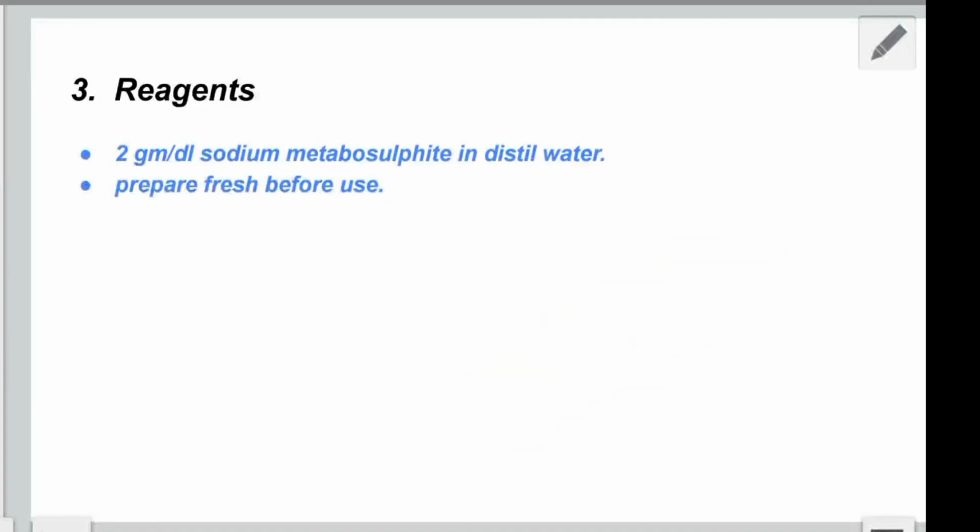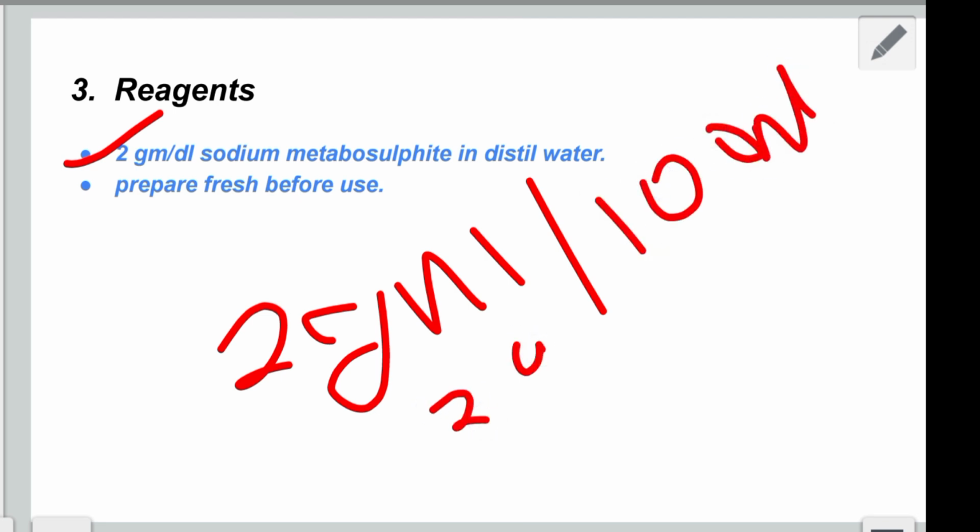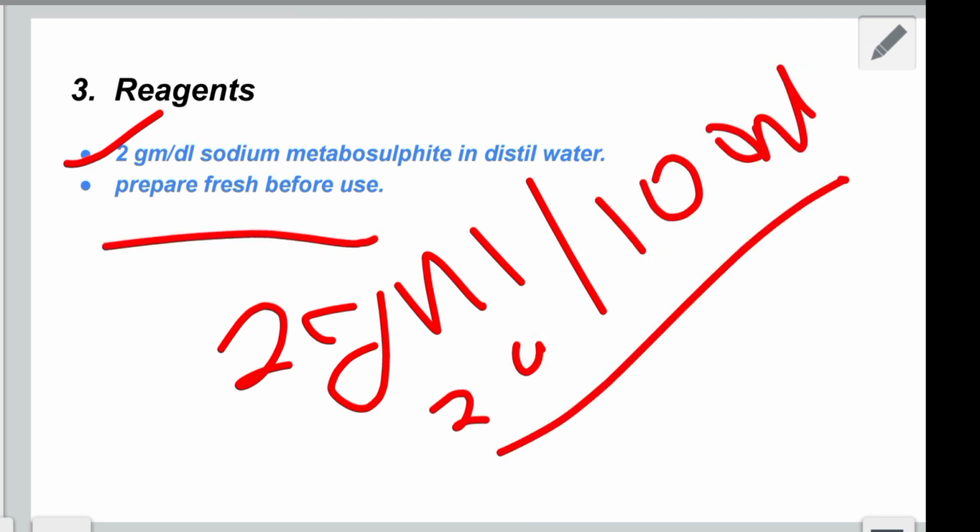The next slide is reagent. What is the reagent? Sodium metabisulfite, which is a reducing agent, is used. What should be the concentration of this reagent? 2 gram per dl. Per dl means 100 ml, so there should be 2 gram in every 100 ml. And it should be fresh, so you should prepare it before the test.